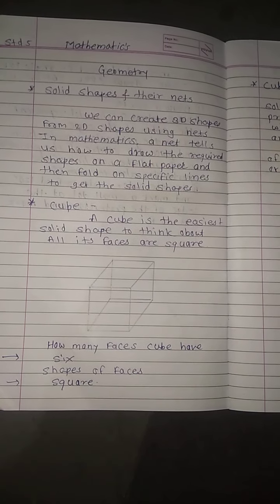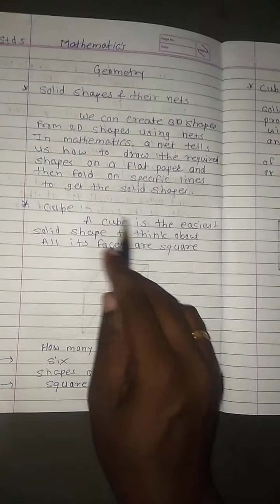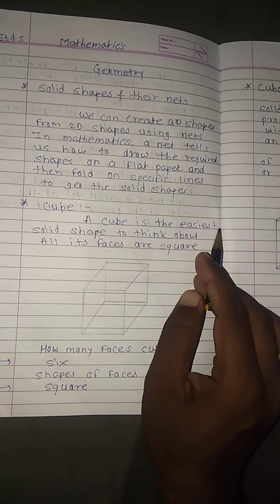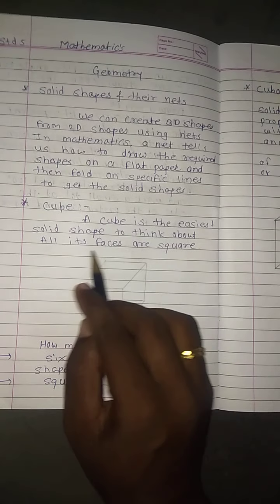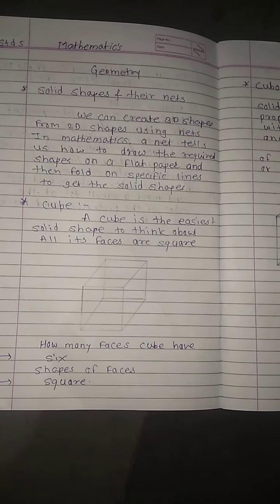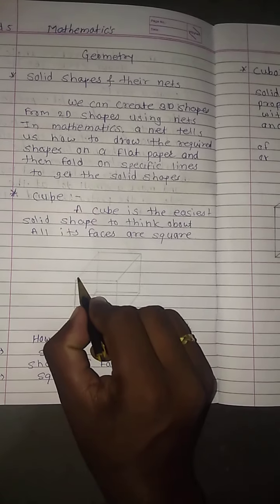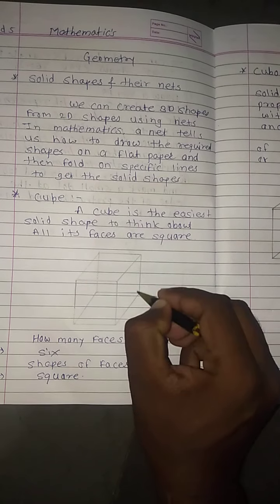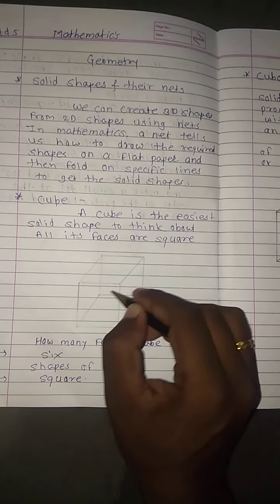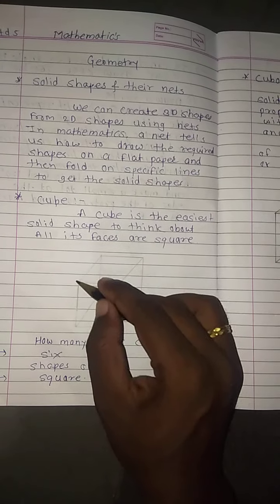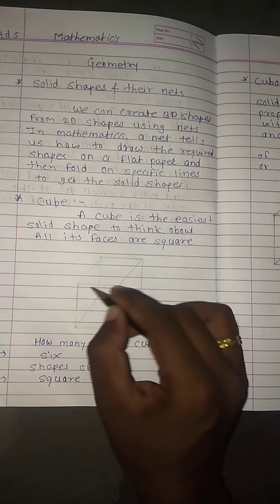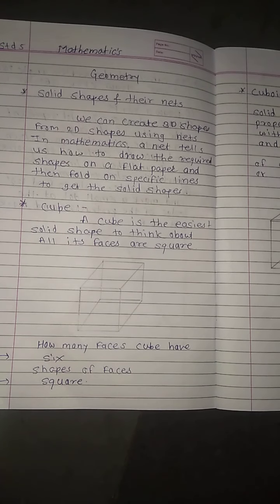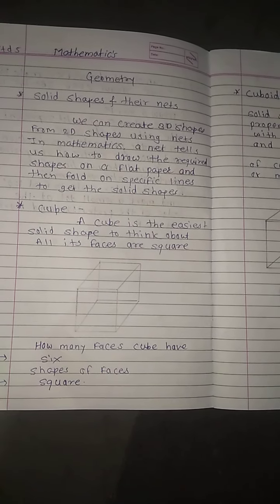Just look at the first shape, the cube. A cube is the easiest solid shape. Why is it the easiest solid shape? Think about it: all the faces are square. Look at the figure. Here is one square, next is another square, here downside is one square, on this side is also one square, the back side is one square, and in front is one square. Means 6 square faces are joined together to form a cube.